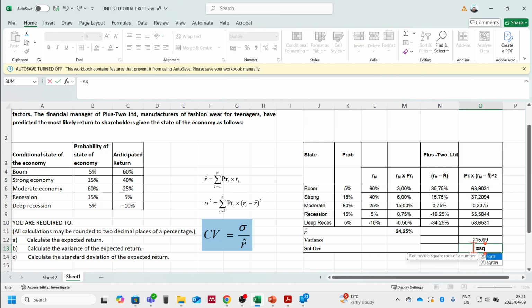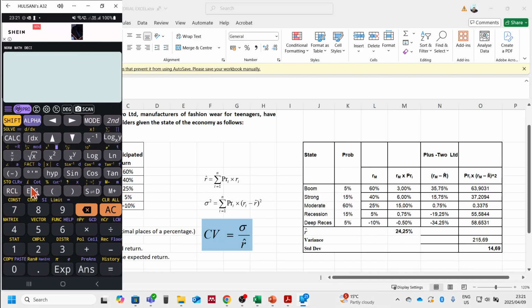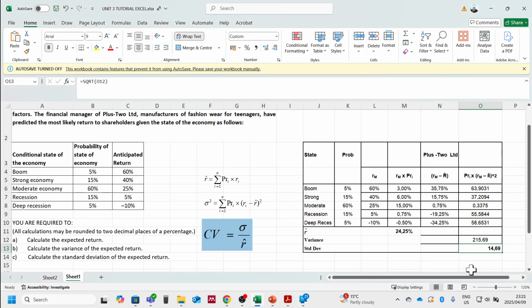So I'm just going to type in square root, and then say square root of 215, which then gives us 14.69. So we can still go and confirm this by going on this side and say square root of 215.69. This is going to give us 14.686, which therefore is the same equivalent to 14.69. So this is our risk or standard deviation, which is the square root of our variance.